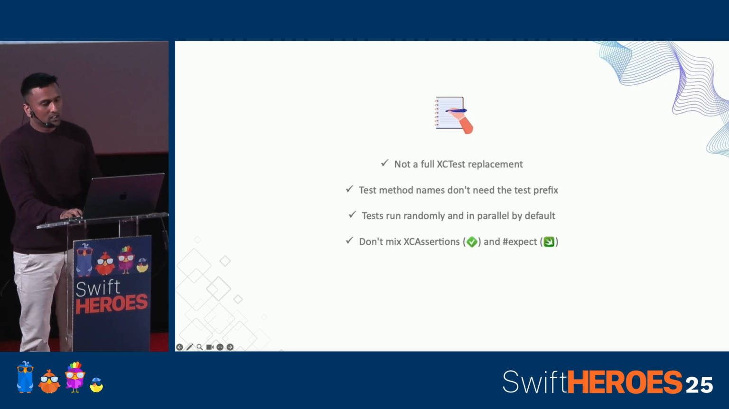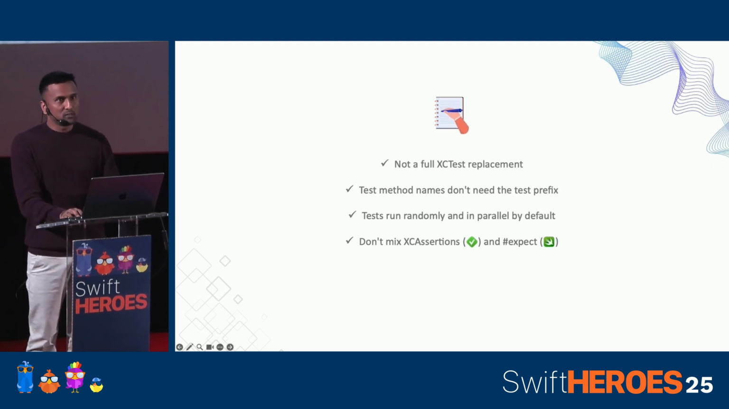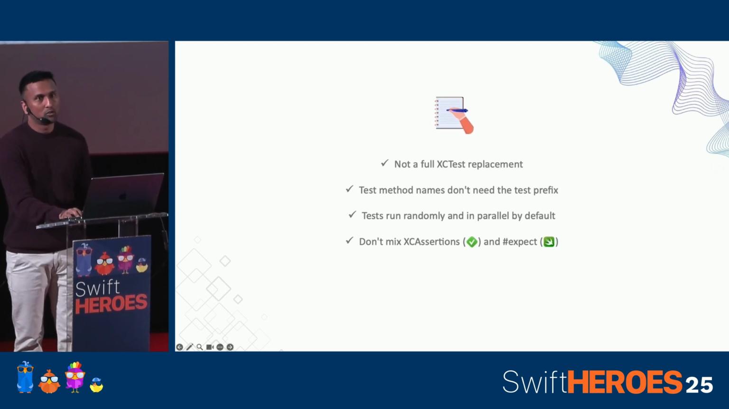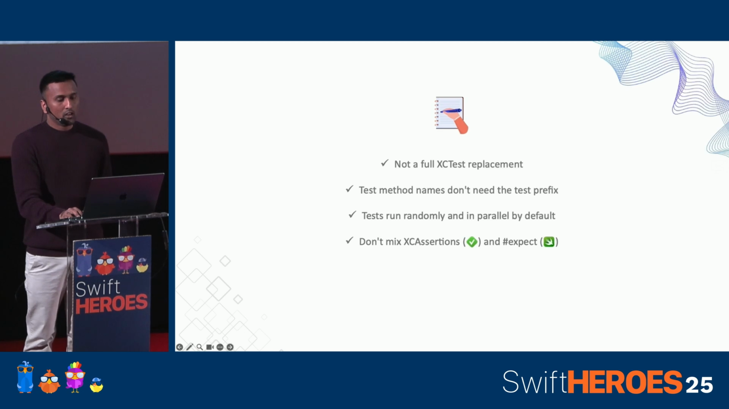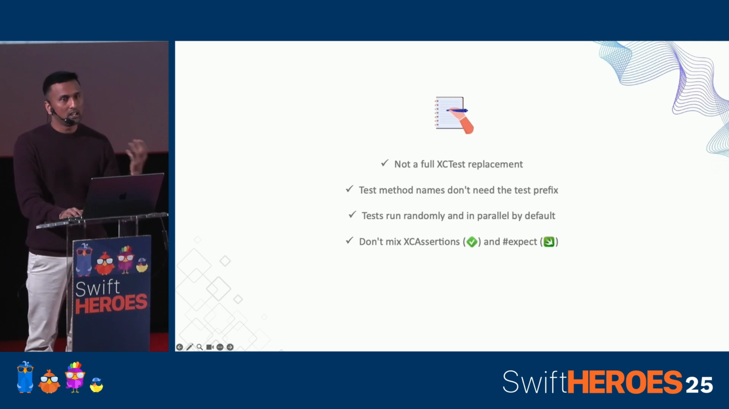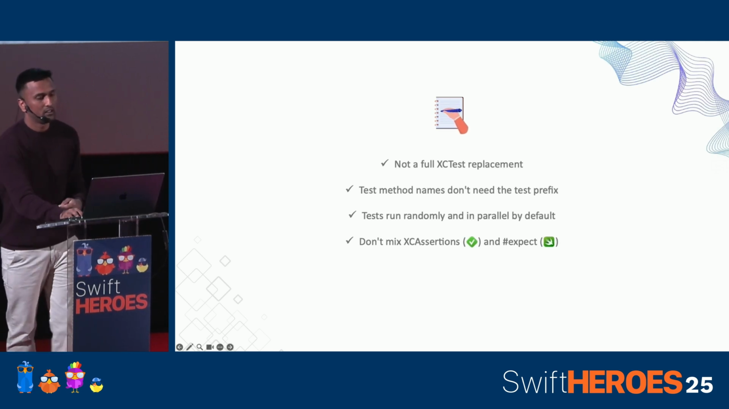So the takeaway, please note down: it's not a complete replacement for XCTest. Hold on, at least not yet. So you still have to use XCTest for performance or UI tests. You don't need to start your test names with the test keyword. Tests are parallel by default, so please keep in mind you need to use the serialized trait if you want to run them one by one. And one important thing which Apple says is do not mix XC assertions with the testing macros. It works actually, but it's not what it has to be.